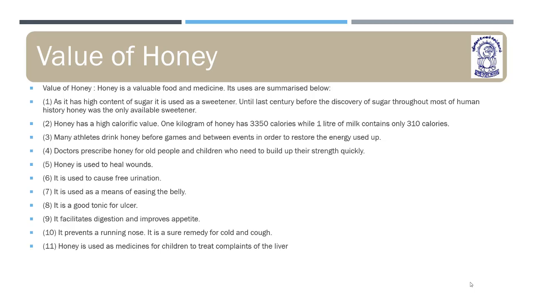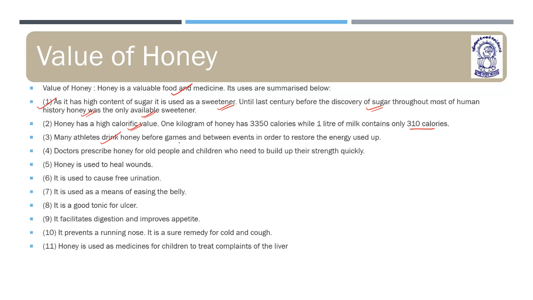Value of honey. Honey is valuable food and medicine. Its uses are summarized below. As it has high content of sugar, it was used as a sweetener until the last century, before the discovery of sugar. Throughout most of human history, people used honey as the available sweetener. Honey has a high calorific value. 1 liter of milk contains only 310 calories, while honey contains 3350 calories.